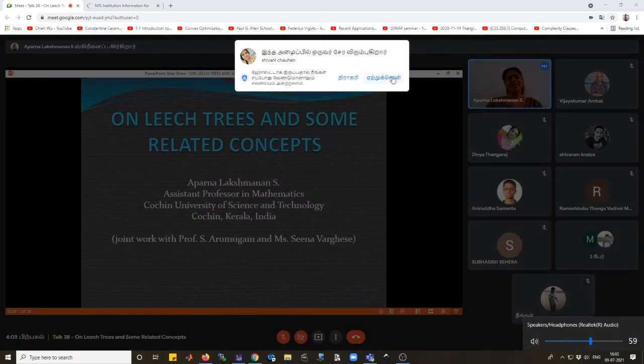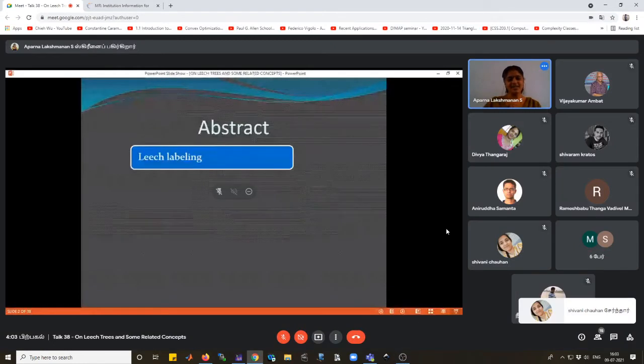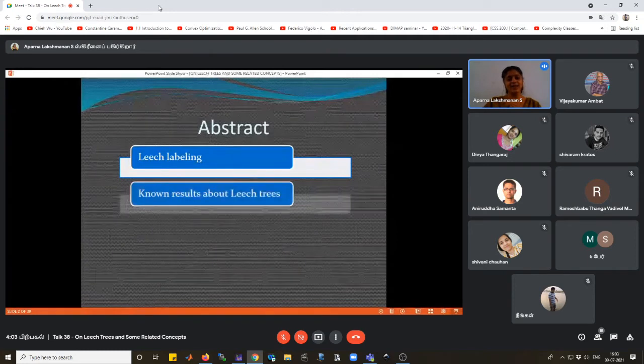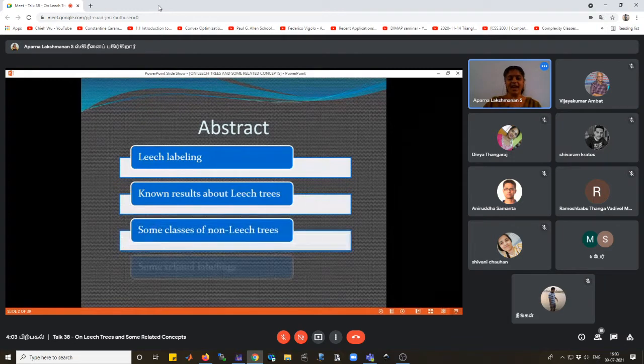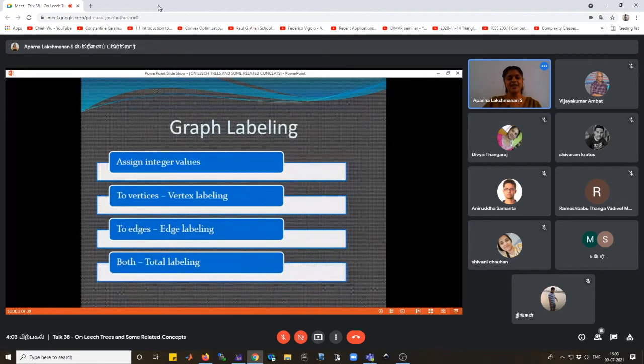So today, we'll be seeing what is a leech labeling, some known results on leech trees, some classes of non-leech trees, and some other related labelings. That is, labelings which are related to leech labeling. So let me start with the preliminaries.